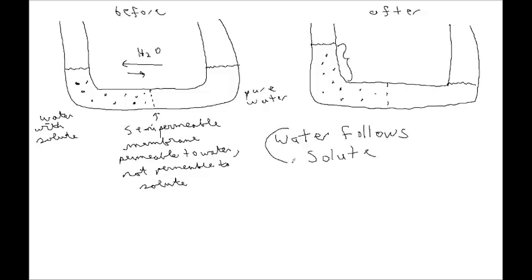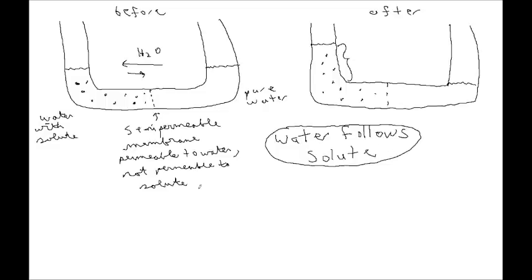So water follows solutes. Do you know what the name of that process is where water moves to where there's more solutes? That's called osmosis. When water moves through this semipermeable membrane to where there's more solutes, that's what's called osmosis. The movement of water through the semipermeable membrane to where there's more solute concentration, that's osmosis. That's why I said that the extra pressure that's required to stop osmosis is osmotic pressure. The extra hydrostatic pressure that's required to stop osmosis, that's osmotic pressure.